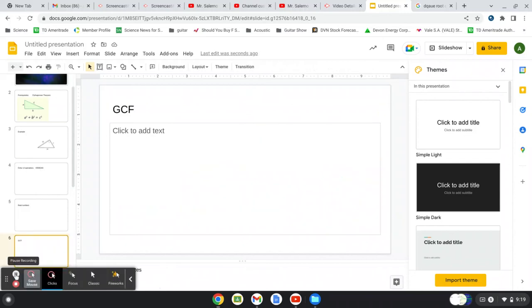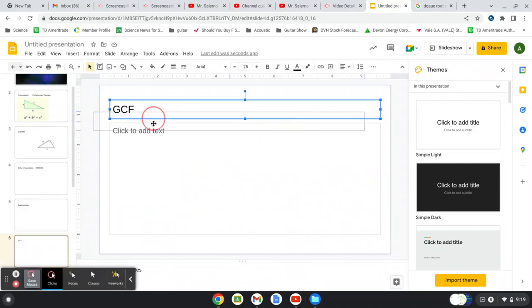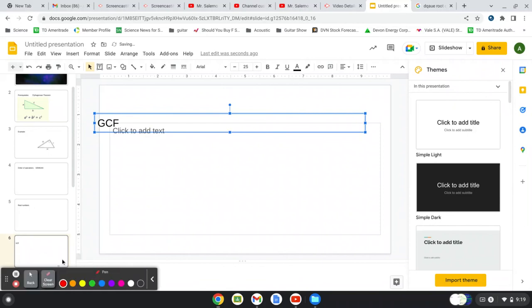Okay, and now let's look at the GCF. This is the greatest. I'll put on some pen there. This is something you would have learned in 6th grade. This is the greatest common factor, so I won't spend too much time on this.